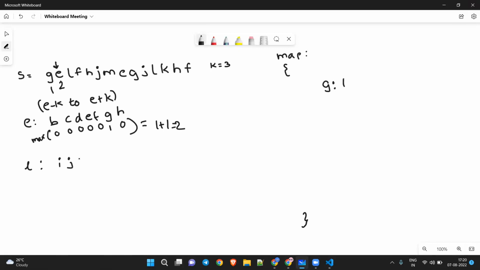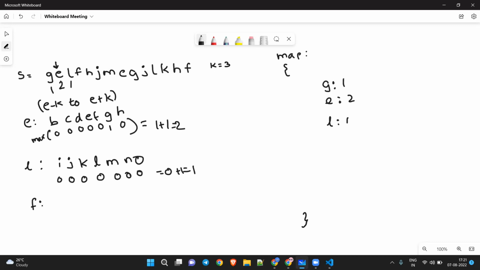I, J, K, L. Let me first add E to the map. E is 2, then I, J, K, L, M, N, O. There is no I, no J, no K, no L, no M, no O. So it would be 0 plus 1 equals 1. So we put 1. Then the next character is L, so let me put it in as 1.